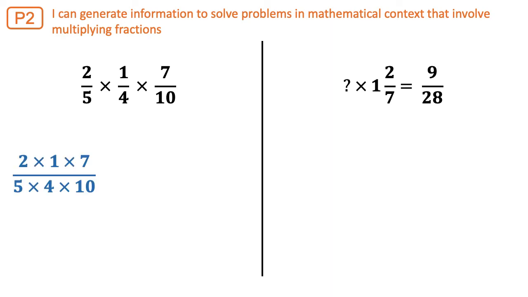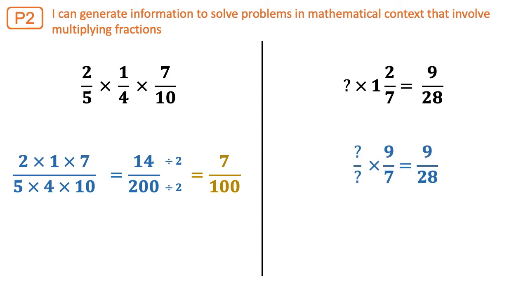2 times 1 times 7 and 5 times 4 times 10 gives us 14 out of 200. 14 and 200 have a common factor of 2, so therefore simplifies to 7 out of 100. For the second question, it's the same concept of multiplying the numerators and the denominators. Let's change the mixed fraction into an improper fraction first. 9 out of 7.